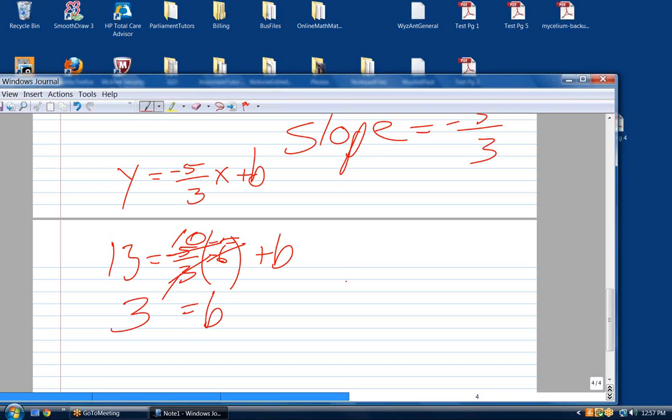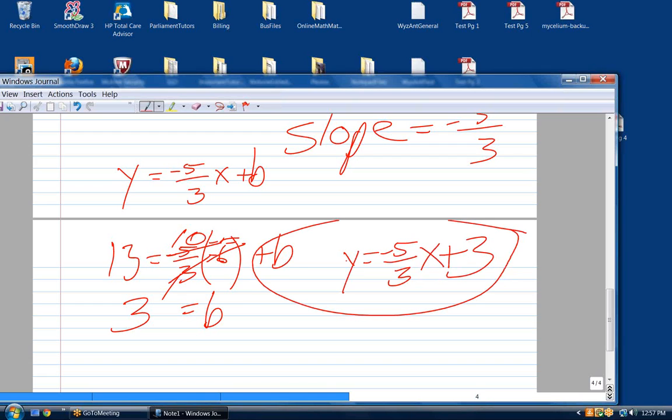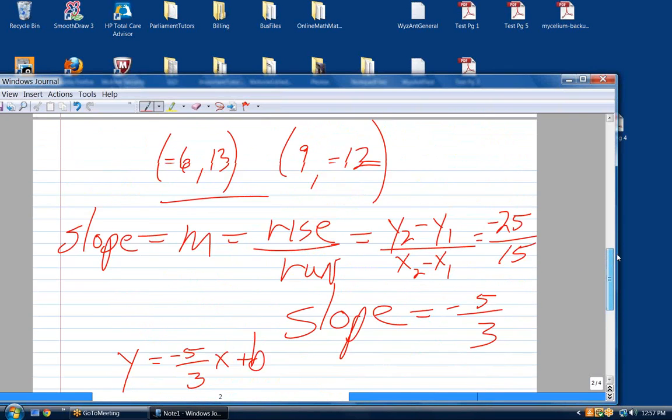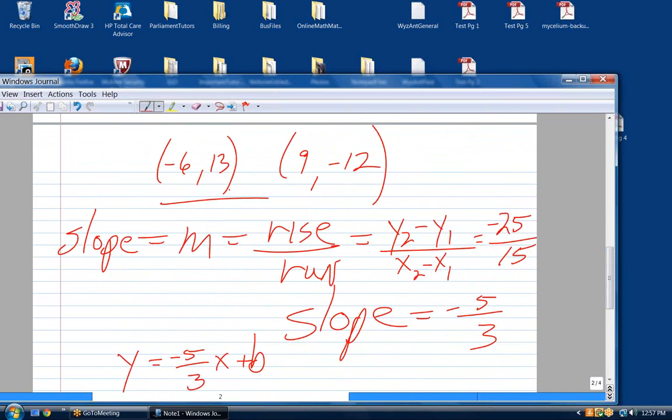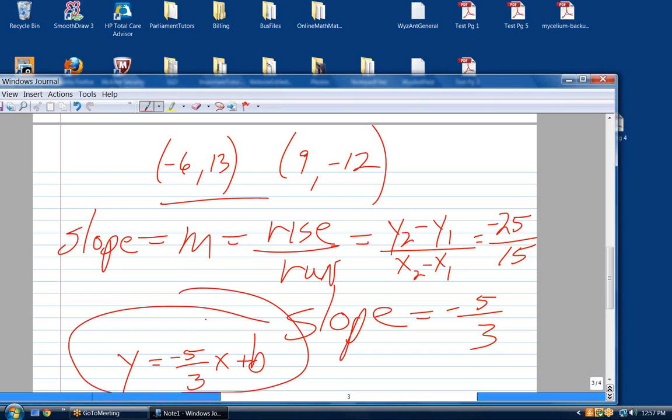So what's the equation of the line? y equals negative 5/3 x plus 3. Yeah. That's the way you do those. If they're going to give these kinds of problems to you in a variety of forms, one is they'll give you 2 points. The other is they'll give you one slope and 1 point. Well, obviously we can use the same technique for that.